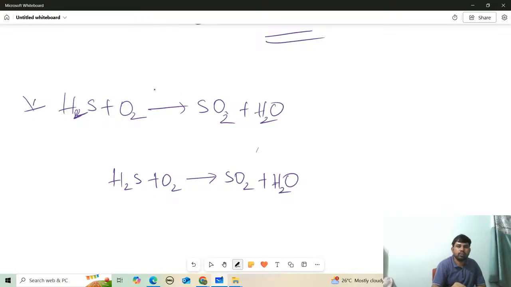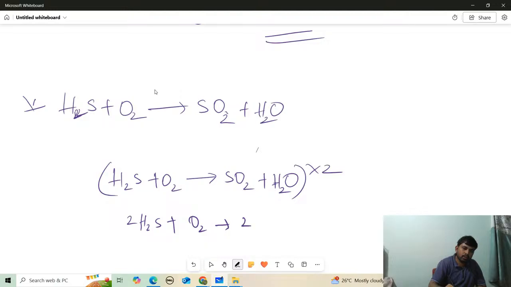How many hydrogens? Two hydrogens, and how many sulfur? One sulfur. Oxygen, three atoms. So even and odd number, I said multiply with two. With two H2S plus O2 gives rise to two SO2 plus two H2O.